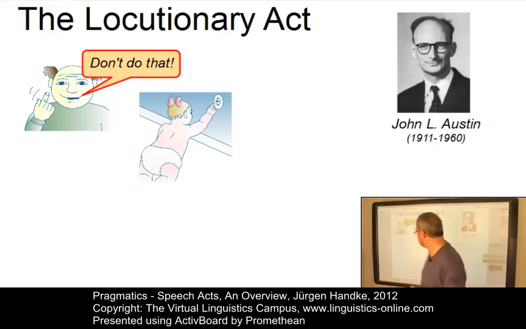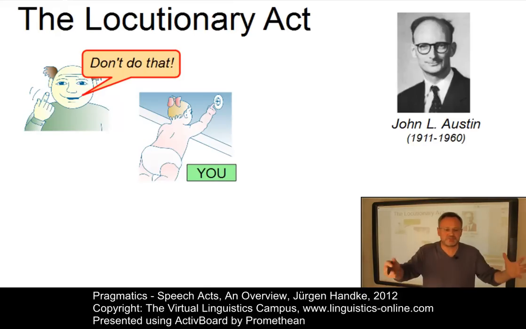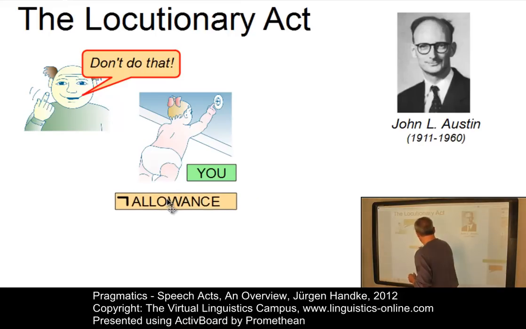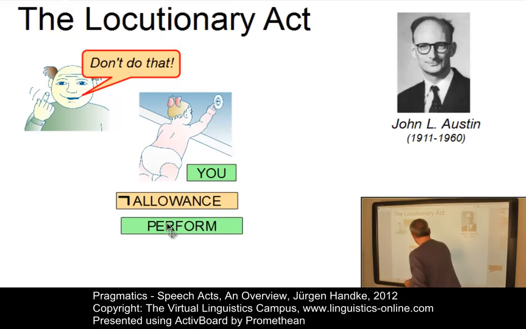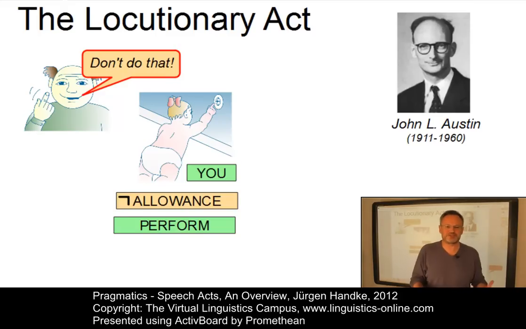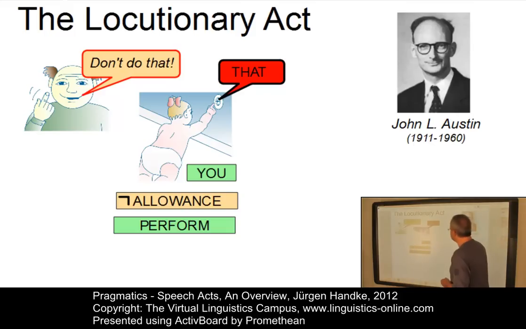What does "don't do that" mean? Well, it first of all addresses an unknown person, "you," the covered subject, the addressee of the speech act. Then "don't," well, that's the opposite of allowance. This is the symbol for negation in logic. So you're not allowed to perform something. What is it that you're not allowed to perform? Well, it's the overt object, probably this object here, this socket, the object of the sentence, meaning an unknown entity. So the locutionary act is related to the basic linguistic analysis of an utterance.